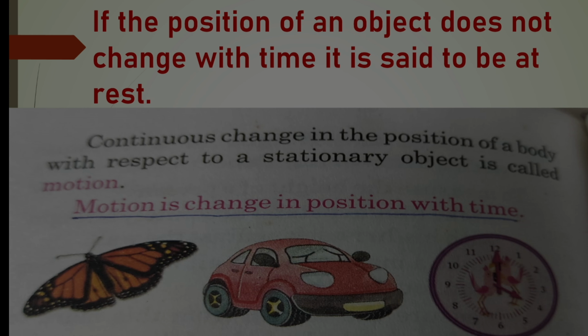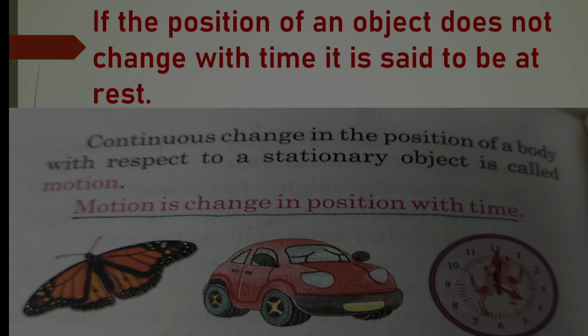Now look at these pictures. A butterfly, which will always be in motion. Then the moving car, and then the clock. Motion is change in position with time. Look at this reading. If the position of an object does not change with time, it is said to be at rest. If it changes its position with time, we call it in motion.